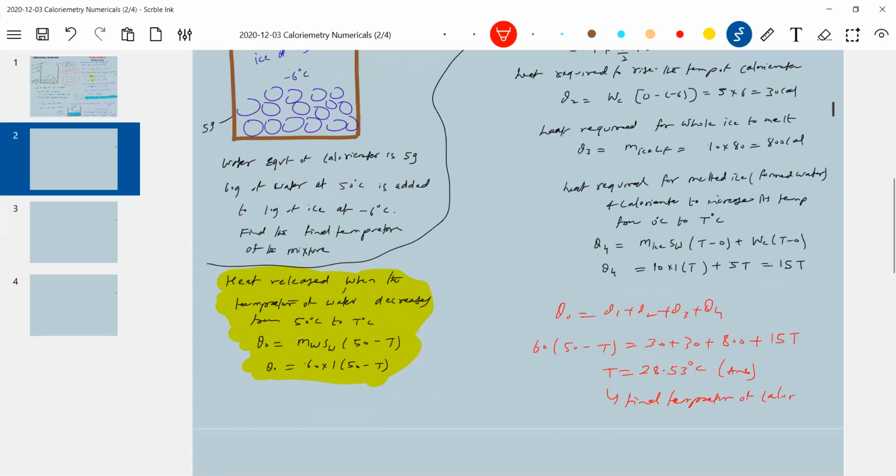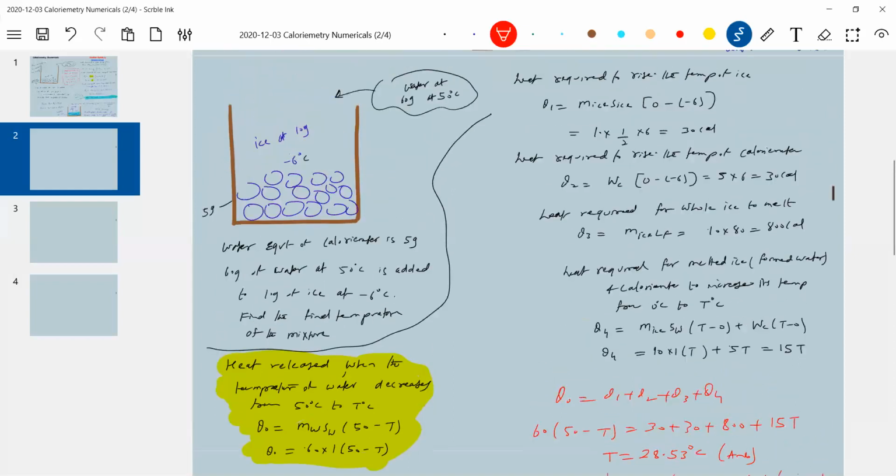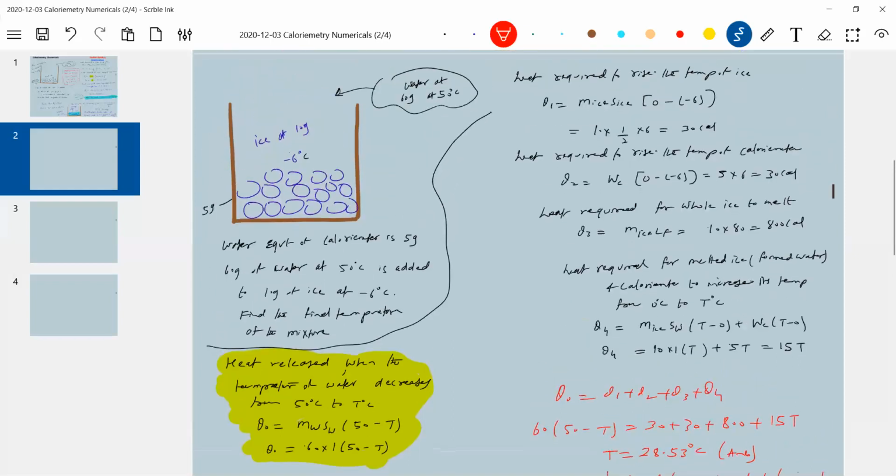Now, what will be the final content? 60 gram of water at T degrees Celsius, at 28.553 degrees Celsius. Finally, what happened? The whole ice will melt. Is it okay? So what is the final? The final here is everything will be water only. The whole ice will melt, no? Here.